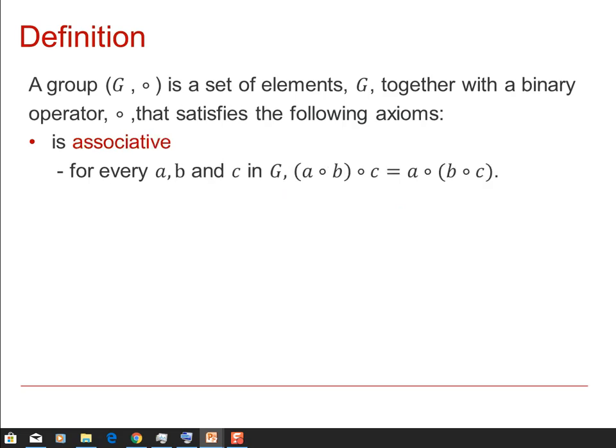The second one is it's associative. Now remember that associativity is where we can place brackets in different positions and get the same answer. So here we've got A combined with B and then secondly combined with C. It's the same as doing B and C first and then combining that with A. So the bracket can go in any position. So the group has to be closed and associative.